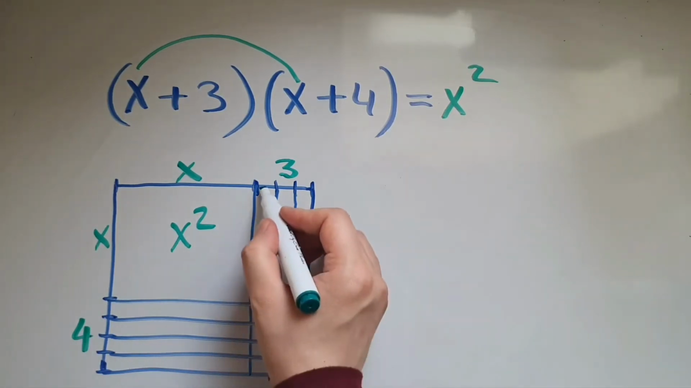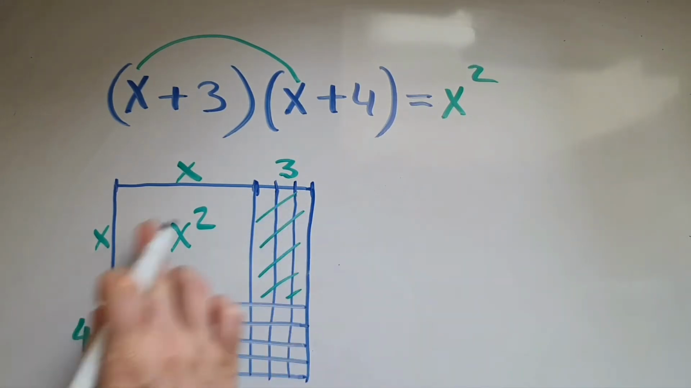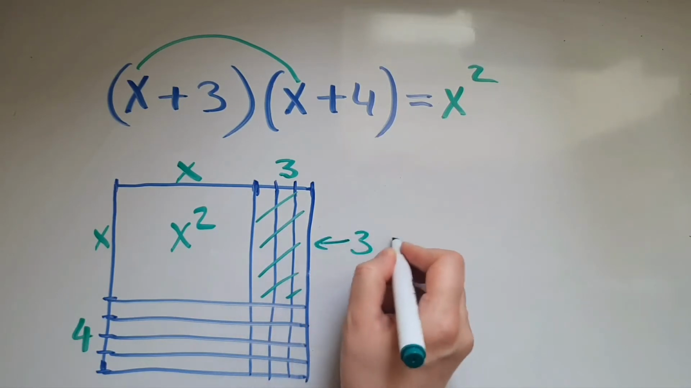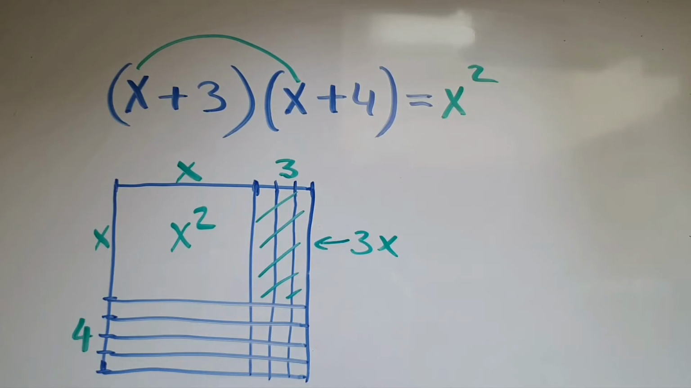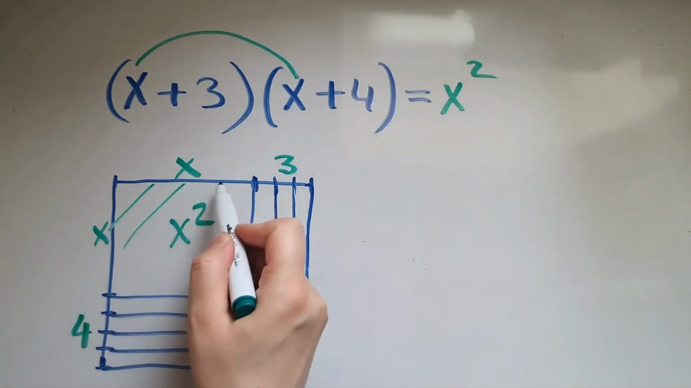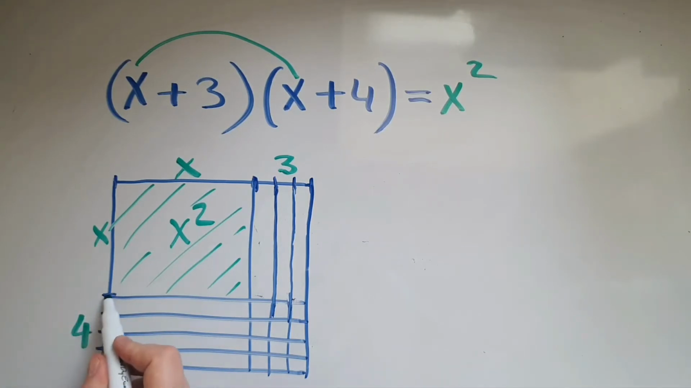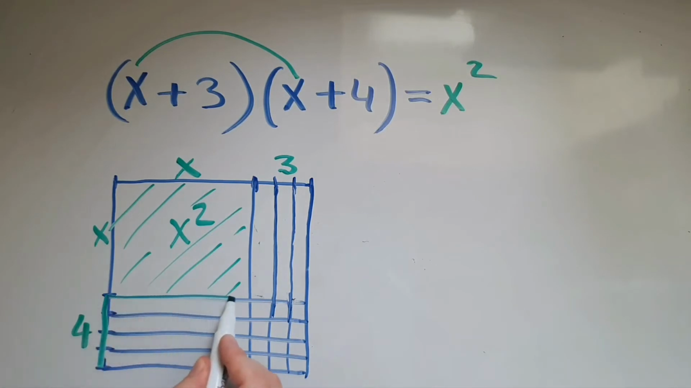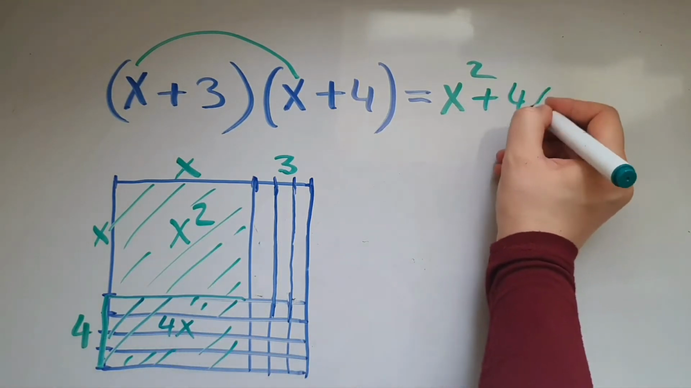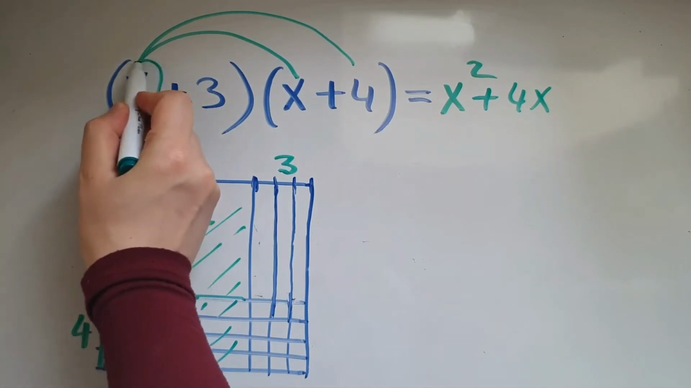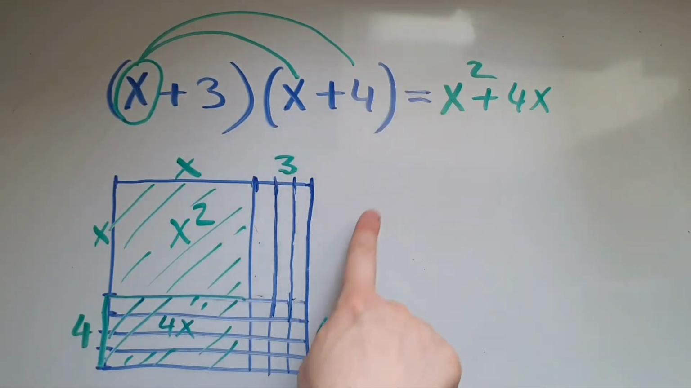Now, looking at this area covered by x and 3, so we do 3 times x, so this is 3x. So we have so far covered this area here, and that was equal to x squared. Now looking at this area here, which has a dimension of 4 and x. So we work this out by going 4 lots of x, 4 times x, and that gives us 4x. So that's another area covered, and that is equal to x times 4. So we've multiplied this x here by both of the terms within the other bracket.